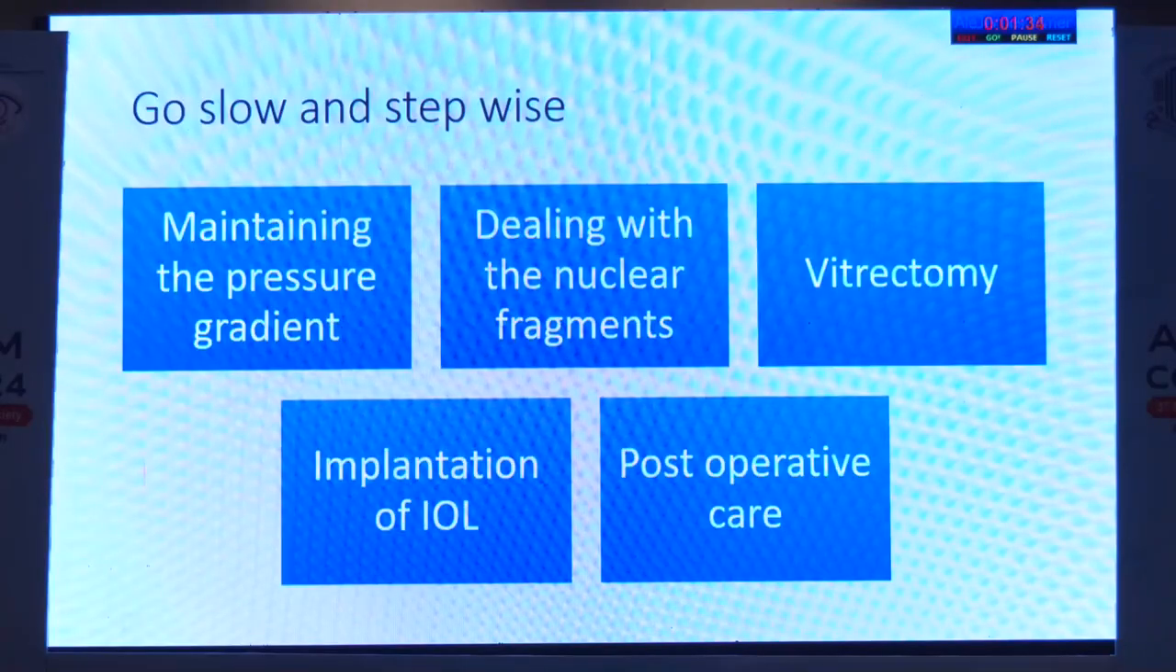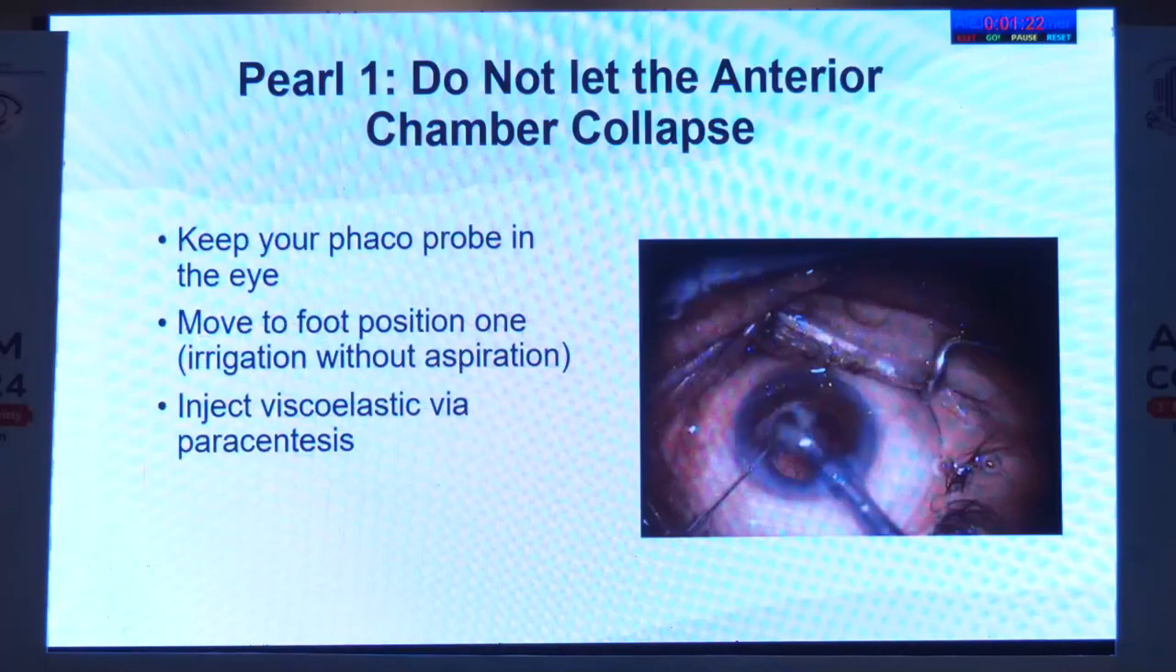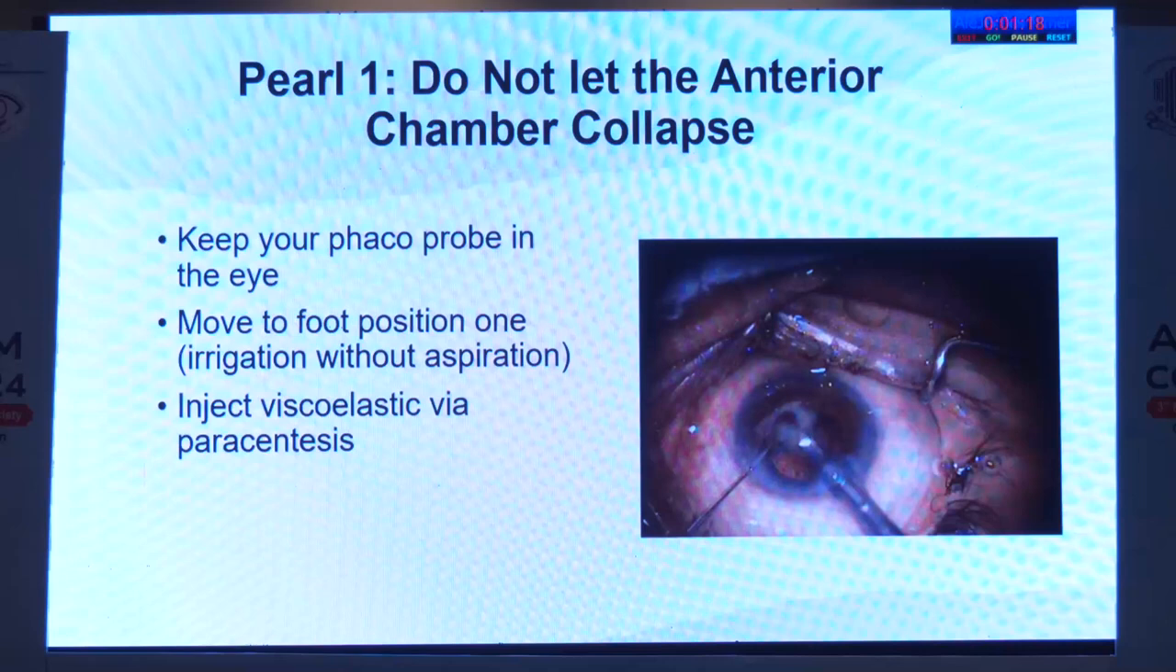So now you go slow, go stepwise. The most important thing is to maintain the pressure gradient. How do we do it? By filling it up with a dispersive viscoelastic, dealing with your nuclear fragments, doing a good vitrectomy, and implanting an IOL. So the most important dictum is, don't let the anterior chamber collapse at any moment. Don't take out the phaco tip. We keep on repeating this, but the impulse is always to take out the tip once a PCR occurs.